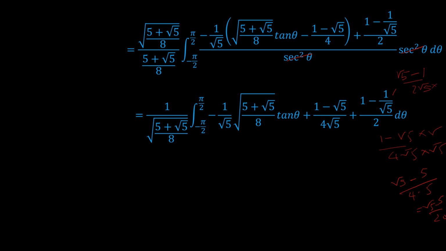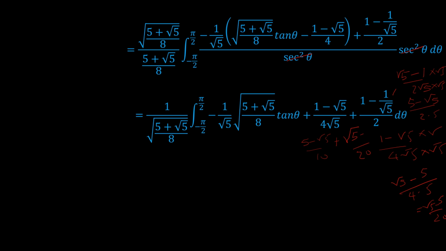And then multiplying root 5 in the denominator and in the numerator, we get 5 minus root 5 over 2 times 5, which is 5 minus root 5 over 10. So adding them together, we get 5 times root 5 over 10 plus root 5, sorry, minus 5 over 20.